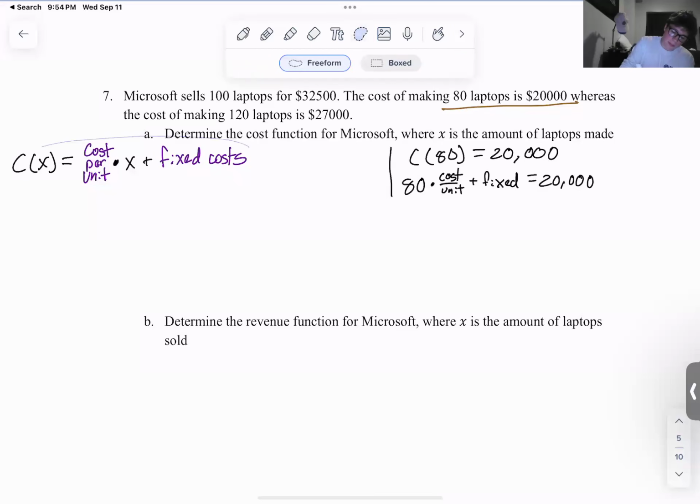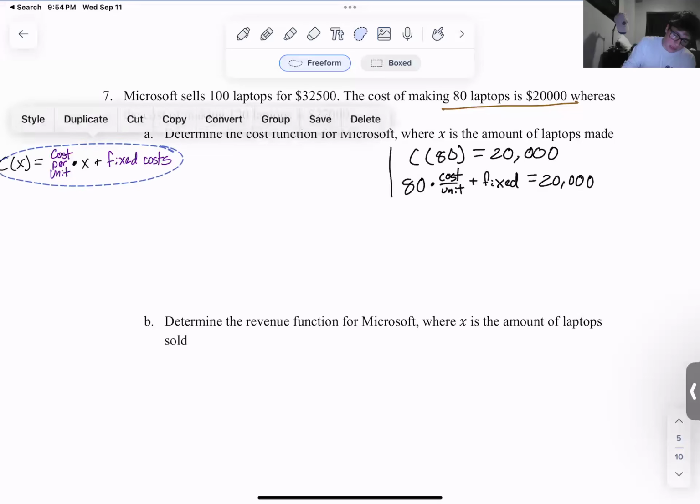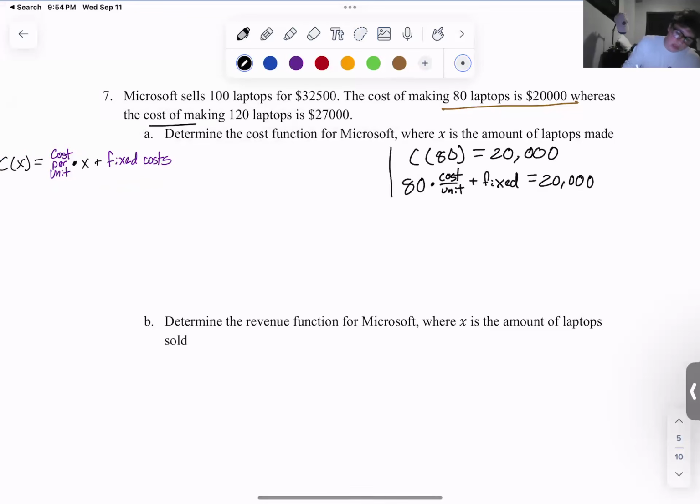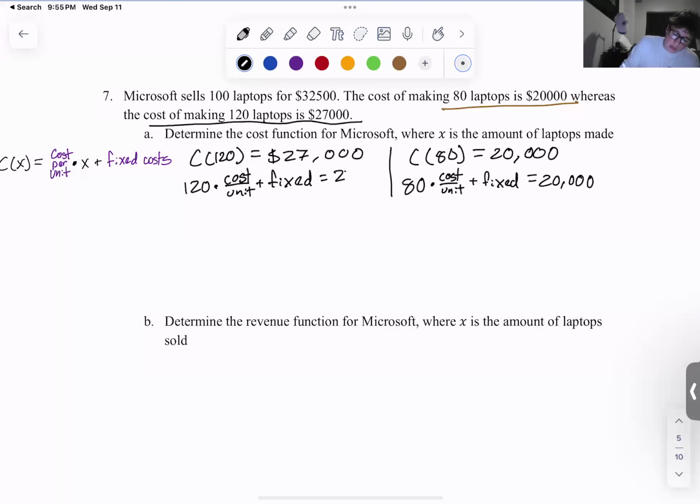And you can do the same kind of logic for the cost of making 120 laptops. So C of 120 equals 27,000. Okay, so that means that 120 units times the cost per unit plus my fixed cost equals 27,000. But this really doesn't tell me anything yet, right? I mean, I still have cost per unit and fixed cost as unknown variables.